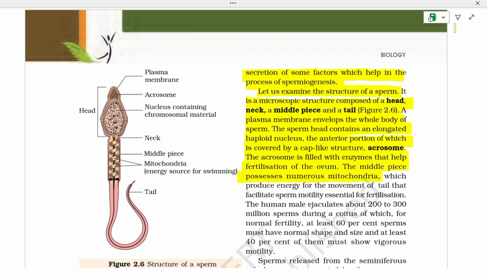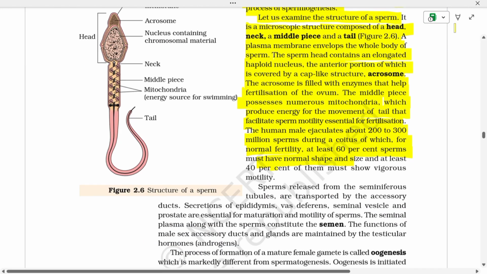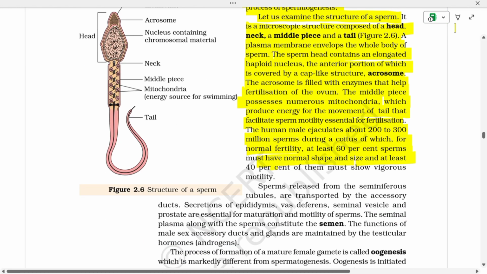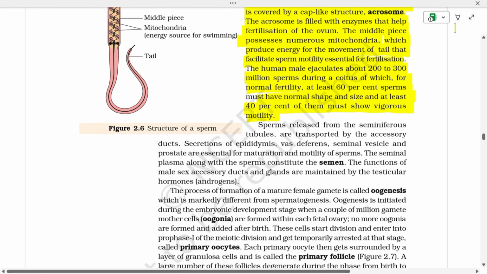The middle piece possesses numerous mitochondria, which produce energy for the movement of tail that facilitates sperm motility, essential for fertilization. The human male ejaculates about 200 to 300 million sperms during a coitus, of which for normal fertility, at least 60% sperms may have normal shape and size, and at least 40% of them must show vigorous motility.